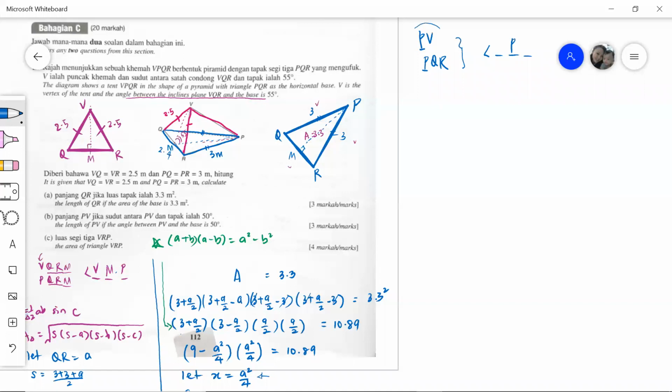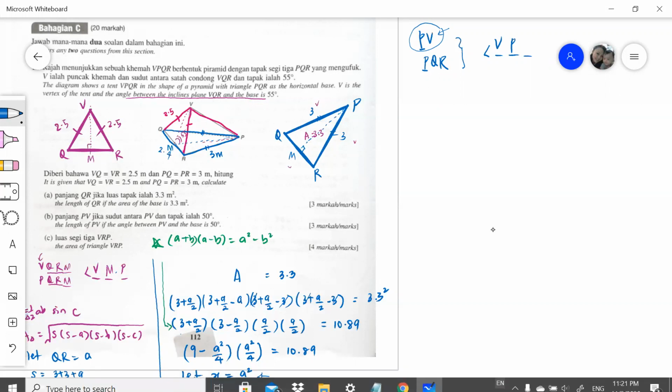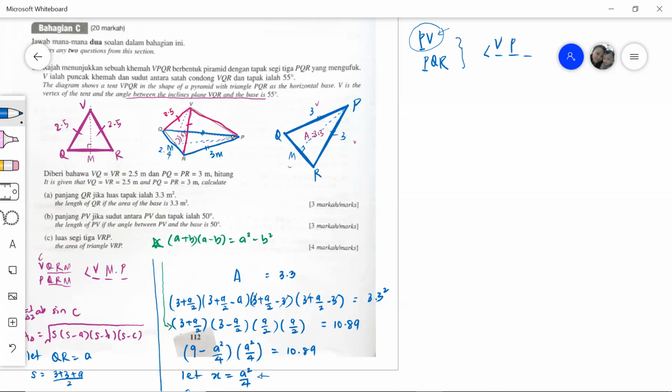So from this line, we have to think how. This V will name the angle VP, and then the other representative from the base PQR will be the point M. We join to the center. Okay, so VPM is the angle. So since VPM is the angle, let me take that triangle out. VPM, this is VPM.